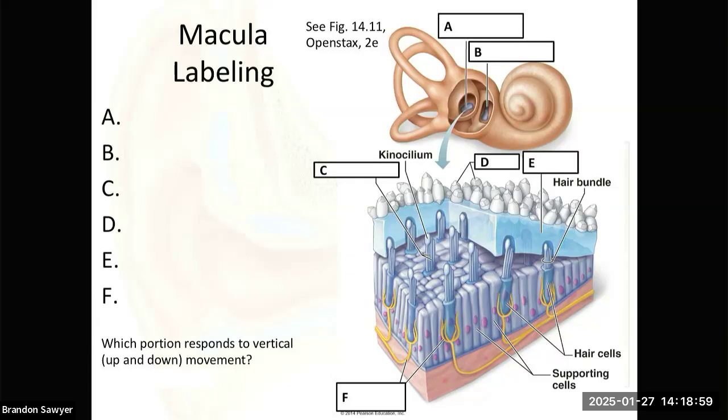All right, so send in your answer there. Which portion responds to vertical up and down movement? You can take a guess. You might not know the answer to that. You can kind of think about how they might work, and which ones the rocks would kind of be pulling down on as we went upwards, right? All right, a couple more people there.